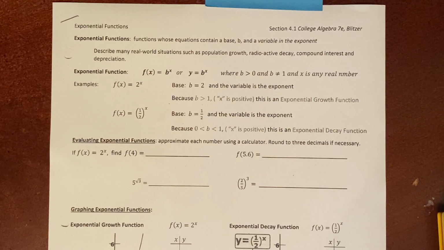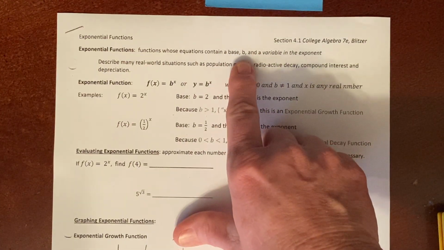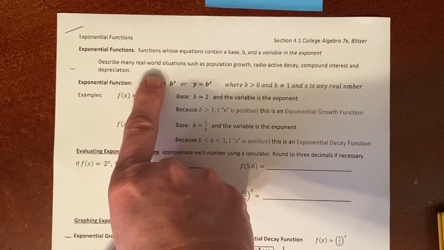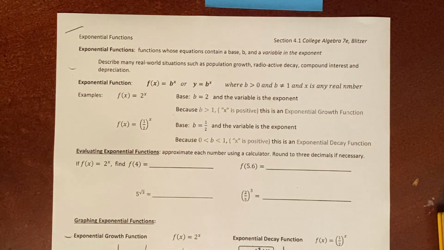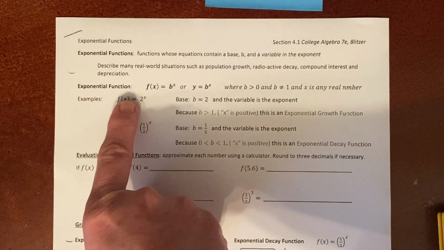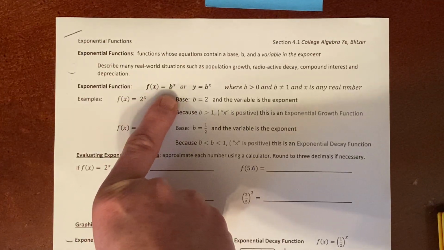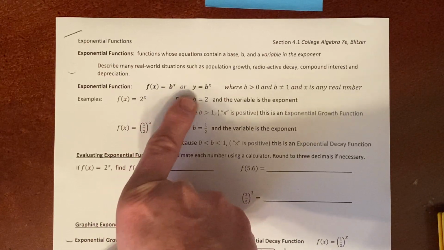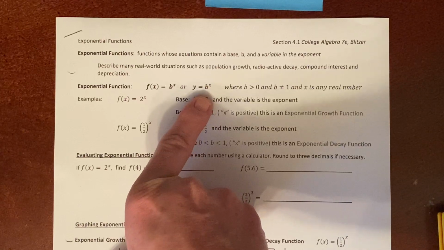Okay. Exponential functions. They're functions whose equations contain a base b and a variable in the exponent. They also describe many real-world situations, such as these listed here. All right, let's look at the structure of an exponential function. We write an exponential as f of x equals b raised to the x power, or instead of f of x, we can use the notation y equals b to the x.